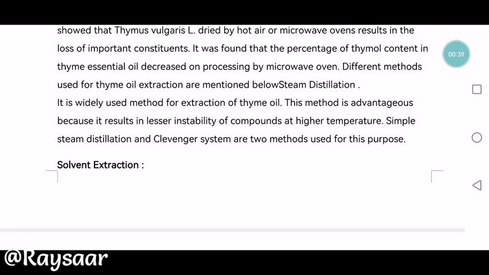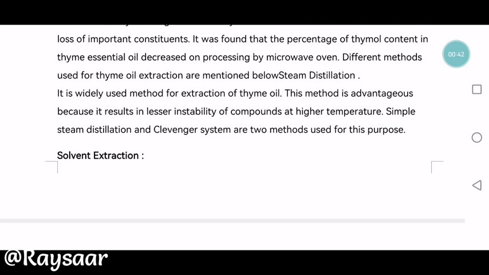Steam distillation. It is a widely used method for extraction of thyme oil. This method is advantageous because it results in lesser instability of compounds at high temperature. Simple steam distillation and Clevenger system are two methods used for this purpose.